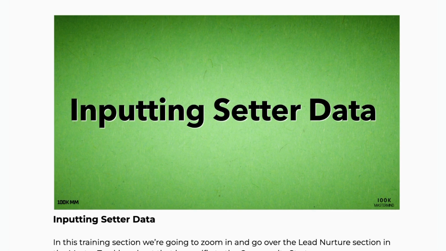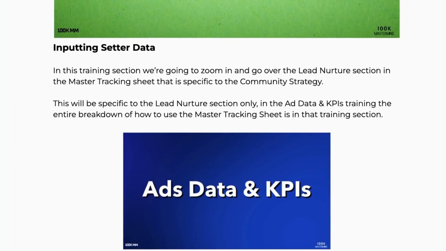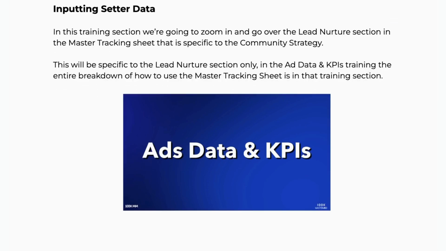And so now that we understand the 5 major outbound/setter metrics, what we're now going to really help you guys understand is how the inputting of data is going to happen. All right. And so what we're actually going to do is we're going to zoom into the lead nurture section in the master tracking sheet, because that's where all of this data is going to go. Now, this is going to be specifically for the lead nurture section only, all right?